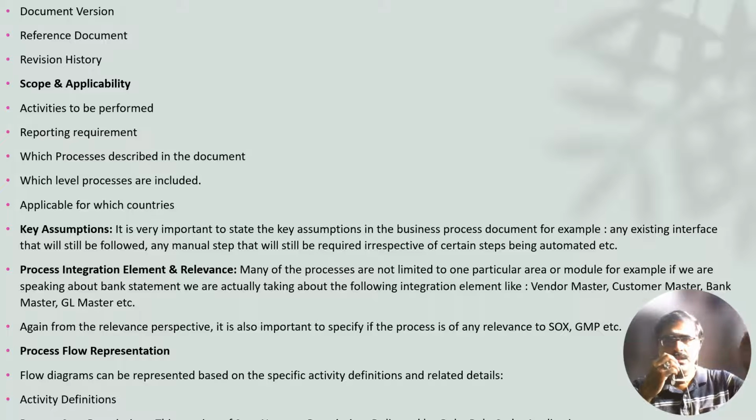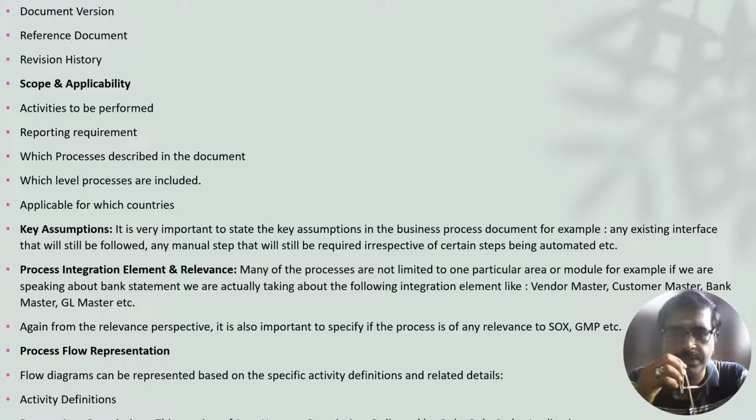Key assumptions. Now, if you document anything or write any document, you need to have some key assumptions, right? Without that, we cannot perform. These are assumptions which are not actuals. It is an assumption, okay? It's not a real one. Before executing anything, while you're planning, you need to give some key assumptions, to calculate the risk and how to mitigate it. So we need to have some assumptions. It is very important to state the key assumptions in the business process document.